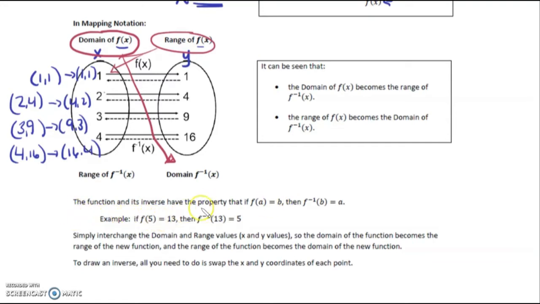The inverse functions have this property: if the function at a equals b, then the inverse function at b equals a. That's what we're saying, just the x's and the y's switch. For example, f at 5 equals 13, then f inverse at 13 equals 5. So simply interchange the domain and range values. And also, to draw the inverse, all you have to do is swap the coordinates. And we'll take a look at that.